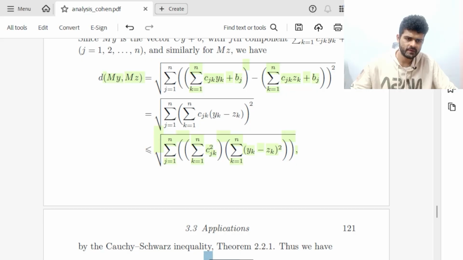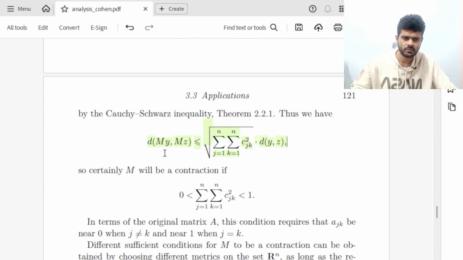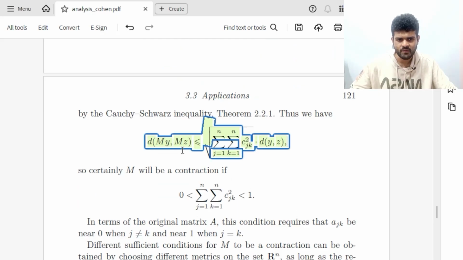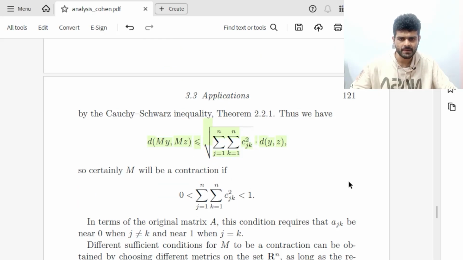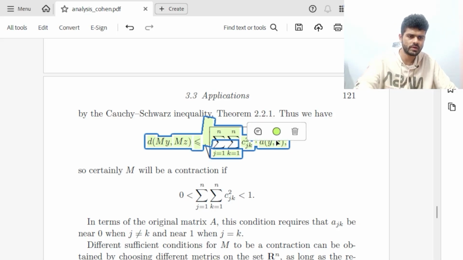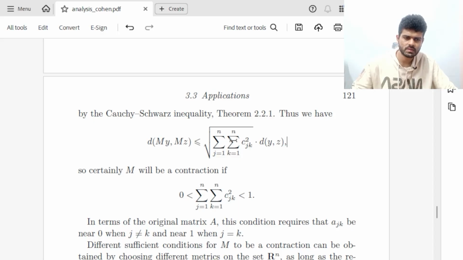And what they have found is this: the distance between My and Mz is bounded above by the square root of the summation of Cj squared, the sum of squares of the entries of matrix C, times the distance between y and z. So if this quantity is less than 1, then it's a contraction mapping on a complete metric space, and there is a fixed point.